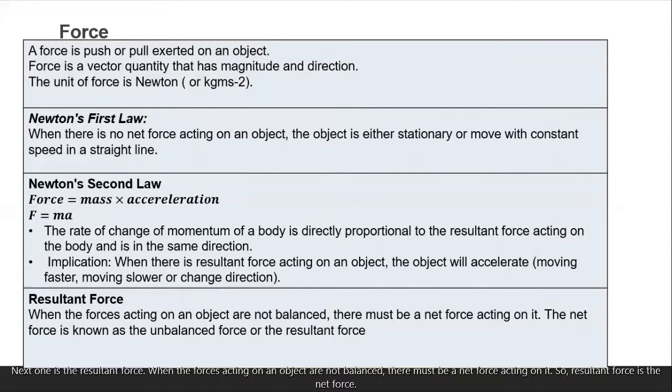Next one is the resultant force. When the forces acting on an object are not balanced, there must be a net force. So resultant force is a net force.